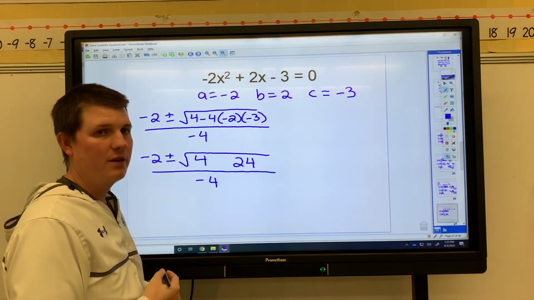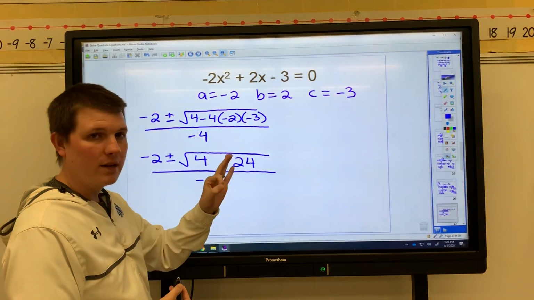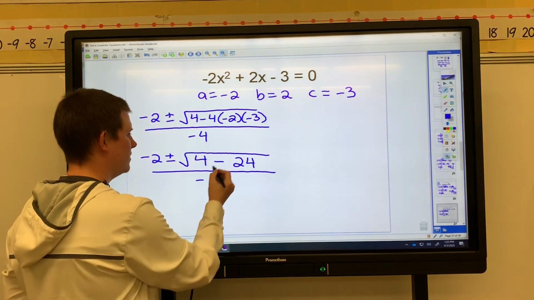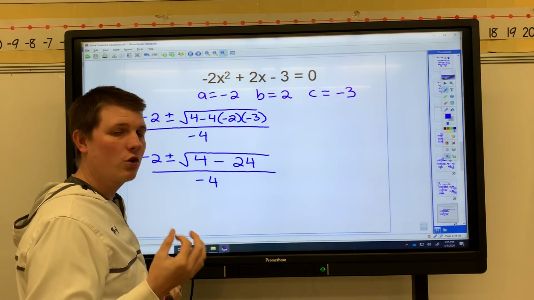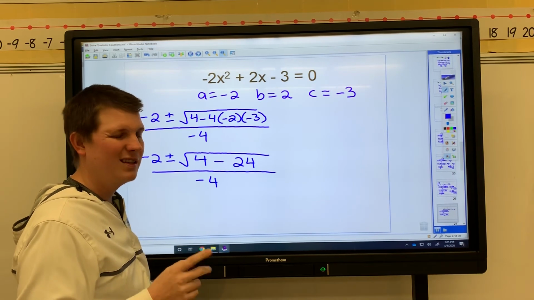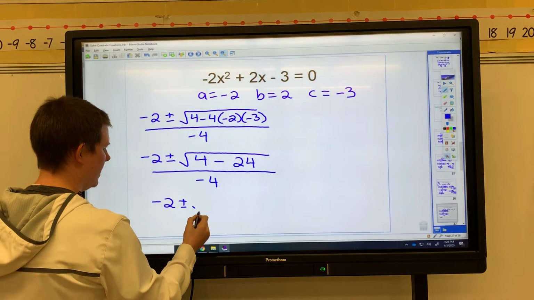Now we have to determine if it's plus 24 or minus 24. How many negatives do I have? 3. All 3 are negatives. If all 3 are negatives, then it is minus. Remember, if all 3 are negatives, or only one of the numbers is negative, it's minus. If 2 are negatives, it's plus. 4 minus 24 is negative 20.